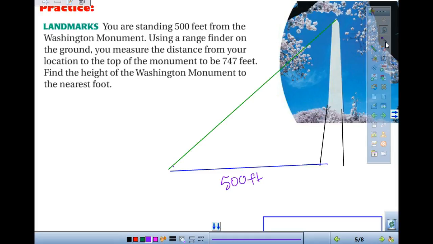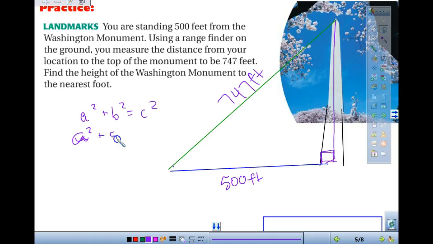Do we know A, B, or C in this picture for our right triangle? We know C. We know C, and we know A or B. Can the height be more than 747 feet? No. So when you're doing the problems, think about what they're giving you for information, right? So again, we would start this one with A squared plus B squared equals C squared. Mary, you want to tell us what you want to use for A squared? Okay. What are you going to use for B squared then? 500.